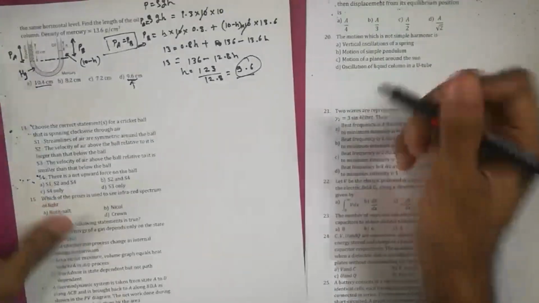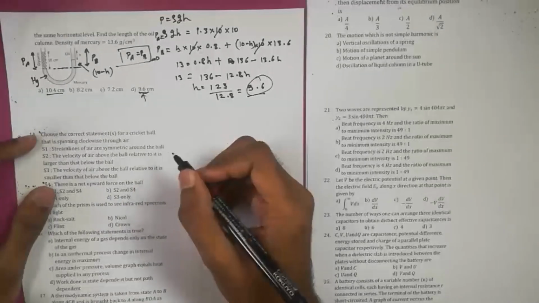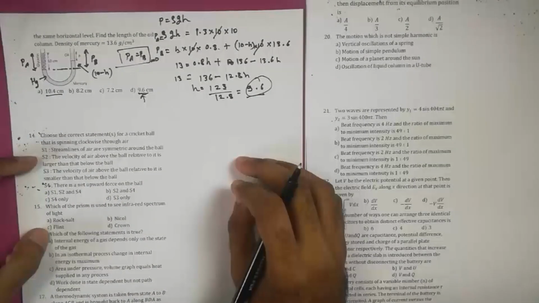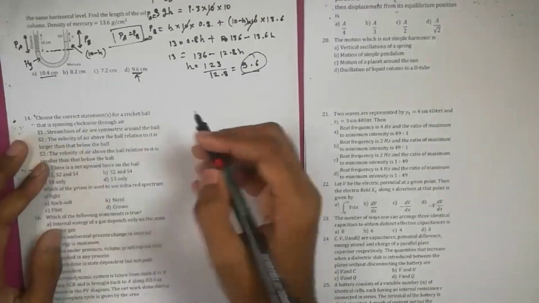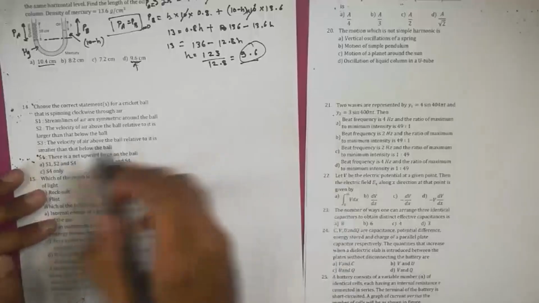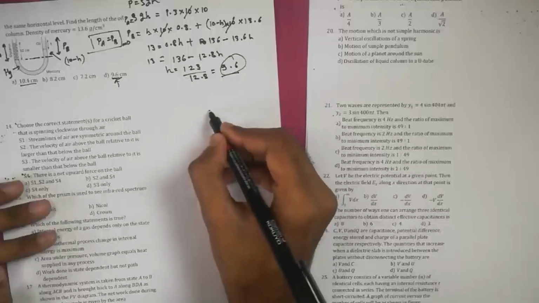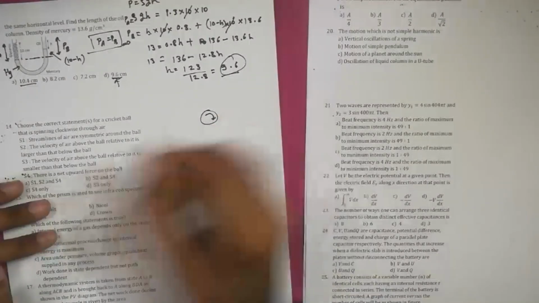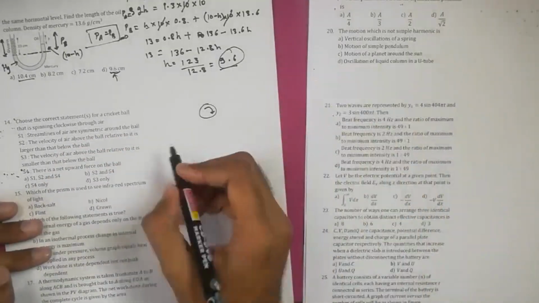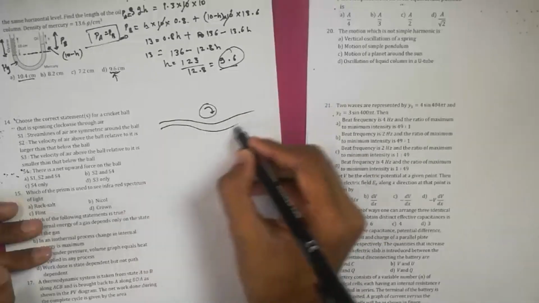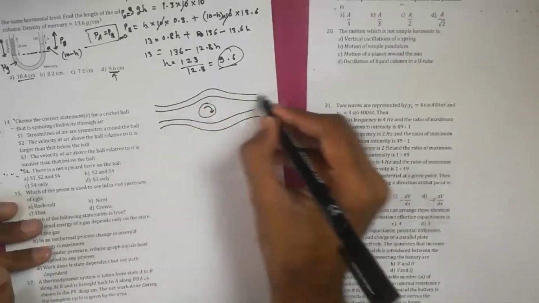Okay. Next question is, choose the correct statement for a cricket ball that is spinning clockwise through the air. Now, when the ball is spinning through the air, let's imagine this diagram. When the ball is there, it is spinning in the clockwise direction. So the air around it, first of all, because it is going in a particular direction as well as spinning, the air around it will be like this, which is also going in the same direction. Now what will happen is, because this ball is continuously spinning, all the lines around it are streamlines. That's fine. So let's see the options.